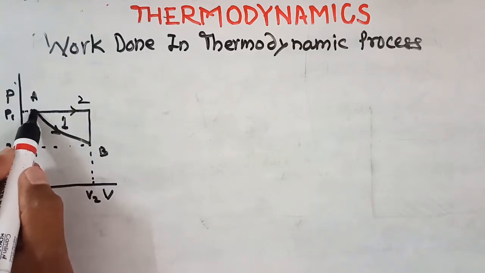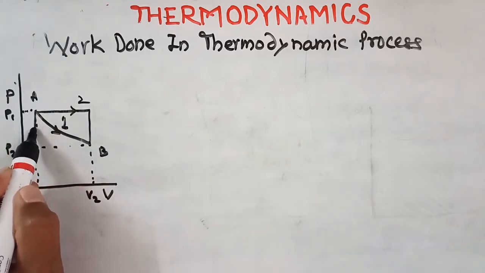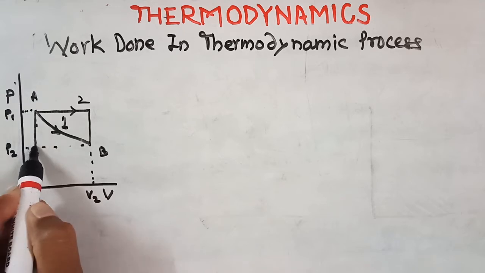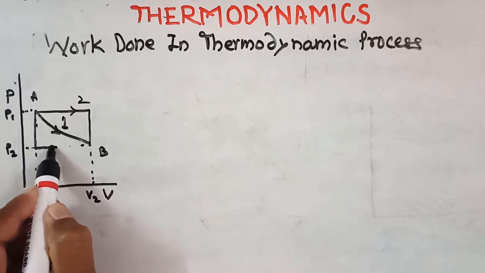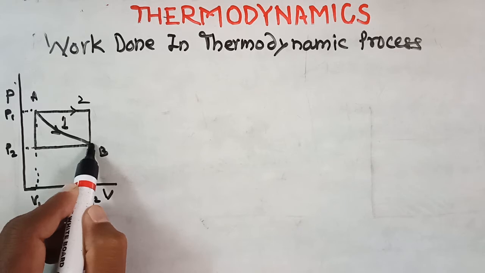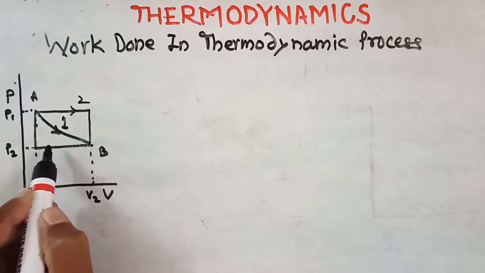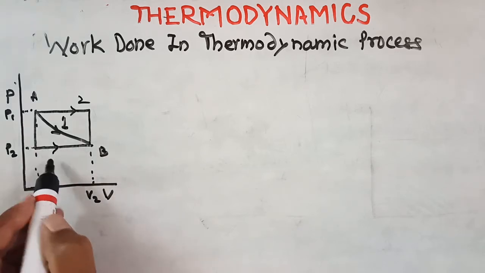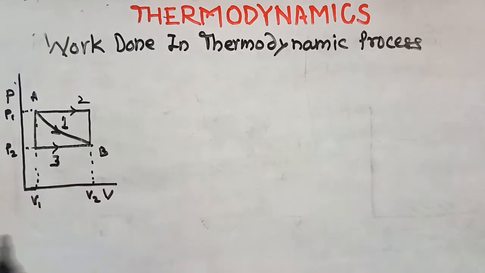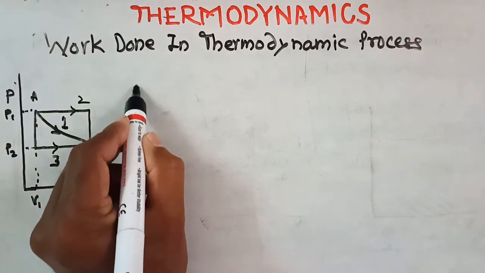And in the third way, suppose the volume is kept constant and pressure suddenly drops, and then the pressure is constant and volume goes on increasing. This is our third way. Now we are interested to find how much work is done in these three cases.